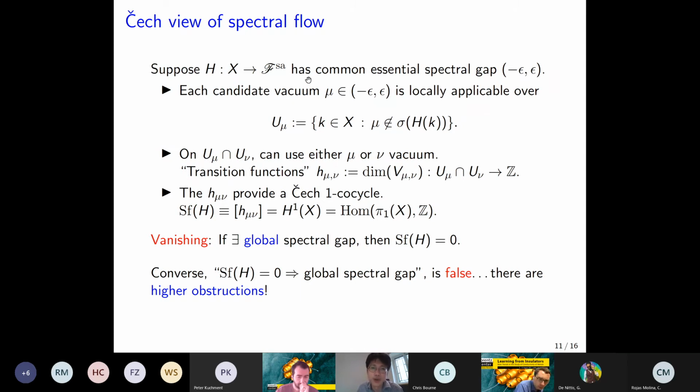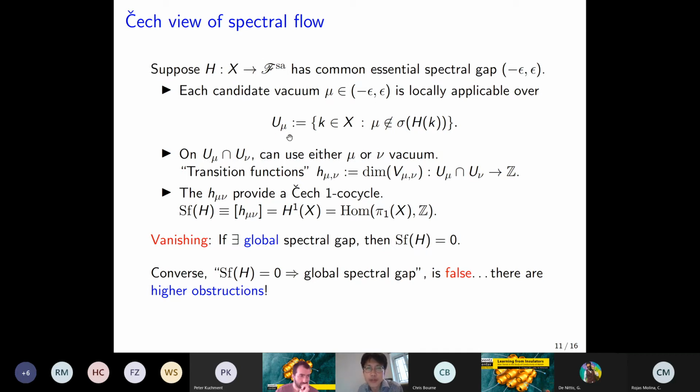But there may not be a global vacuum level that can be applied to all members of this family. So how do you capture the situation where you can't have a global gap? Well, you pick any candidate vacuum level mu inside this essential spectral gap.